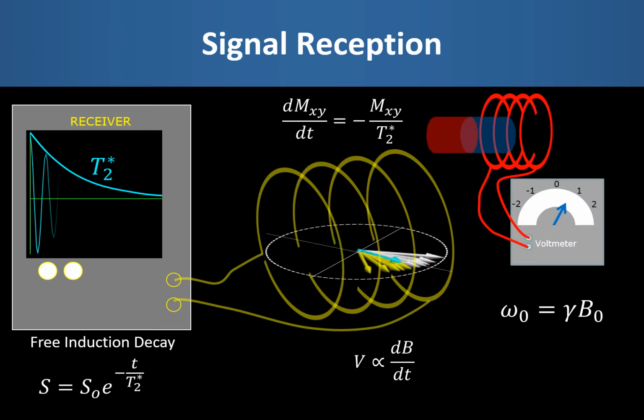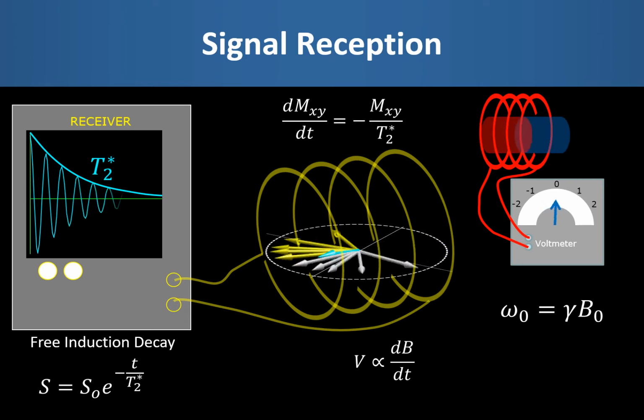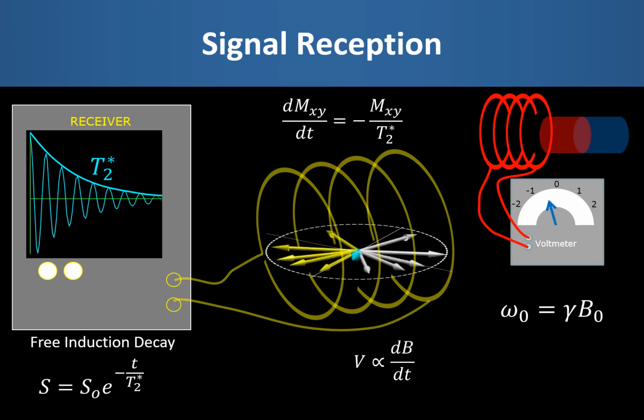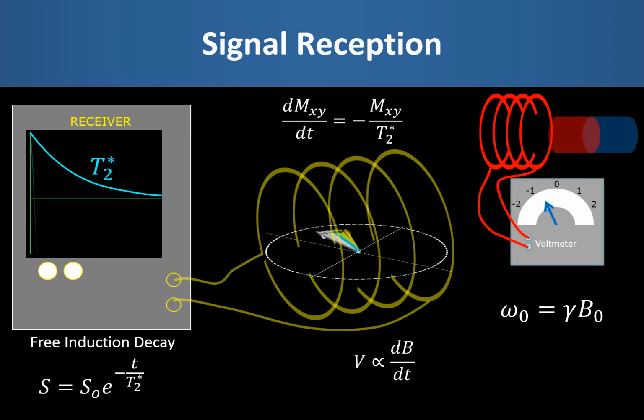Once the net magnetization M has been tipped through 90 degrees, if we turn off B1, then M will continue to precess in the transverse plane and, according to Faraday's law, this precession will induce an EMF in the same solenoid that was originally used to create the B1 field.